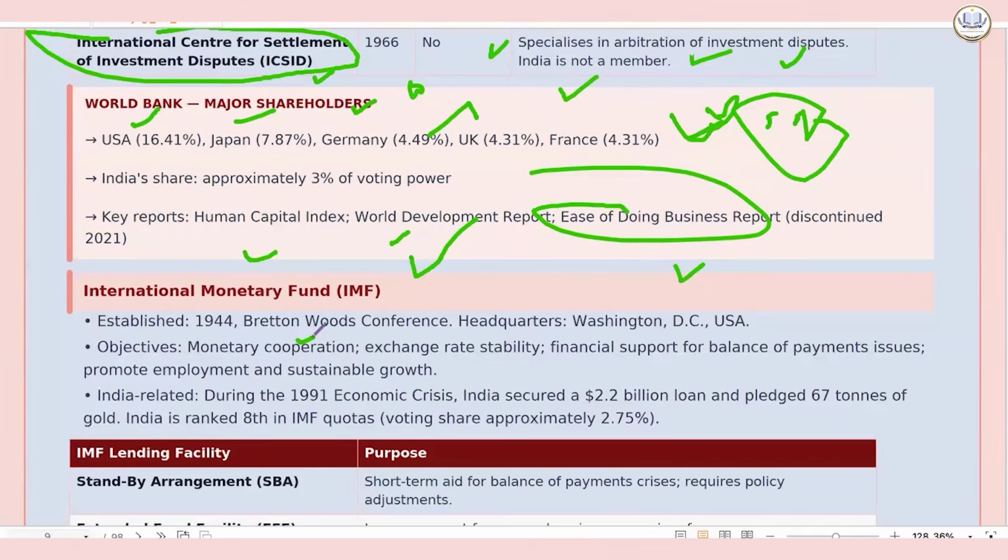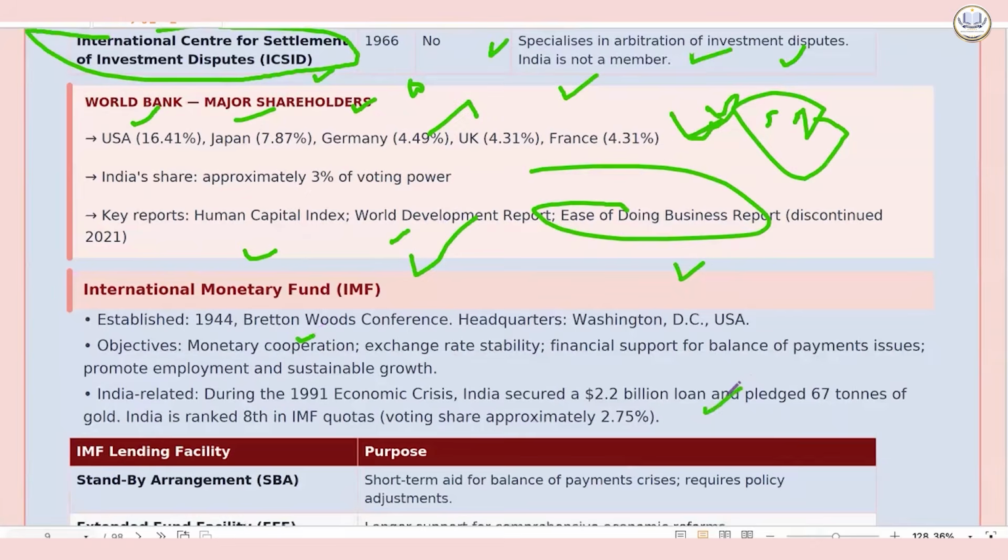During the 1991 economic crisis, India secured a 2.2 billion loan and pledged 67 tons of gold. Now India is ranked 8th in the IMF quotas, and its voting share is approximately 2.75%.